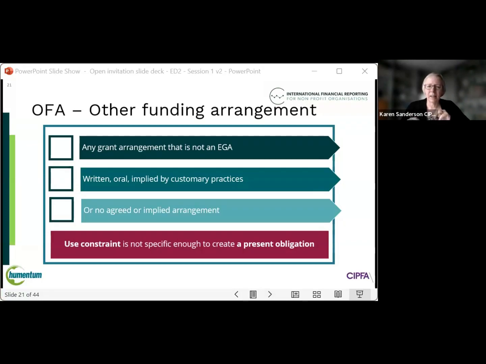We do recognise, and it's recognised in the guidance, that funds received as part of an other funding arrangement may have some constraint or restriction as to use. That could be about time, location, or purpose. But the important thing we draw out is that the limitation is not specific enough to create a present obligation. And if there is no present obligation, then it is definitely another funding arrangement, even if there is some limitation.